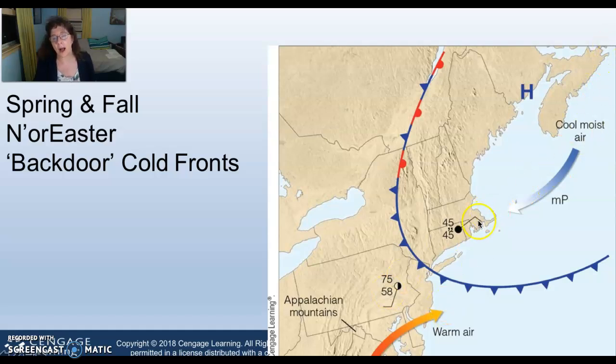These notations on a surface map indicate that the atmosphere is right for a nor'easter. It usually happens in the fall and spring. And I'll see you on the warm front side. That's exciting too.